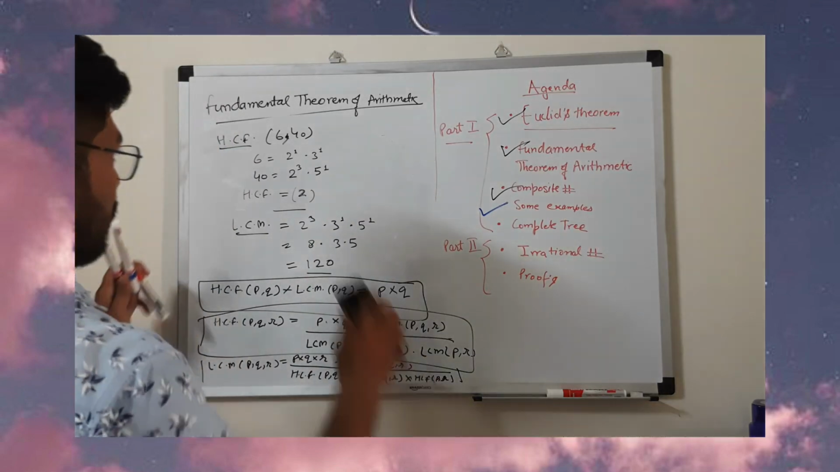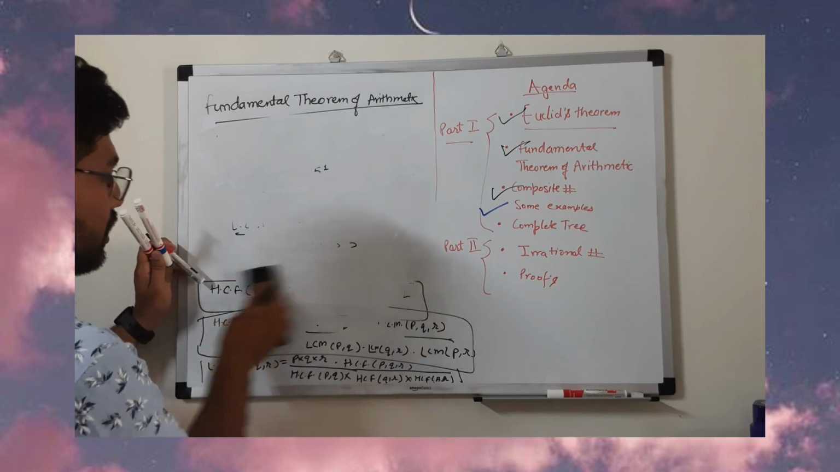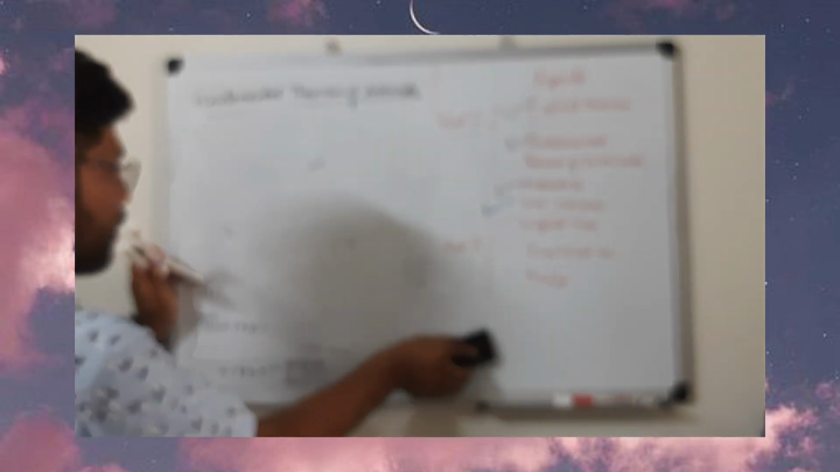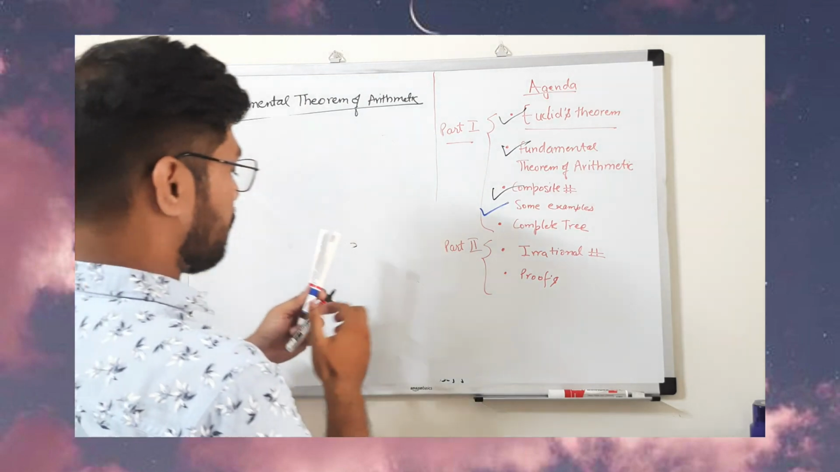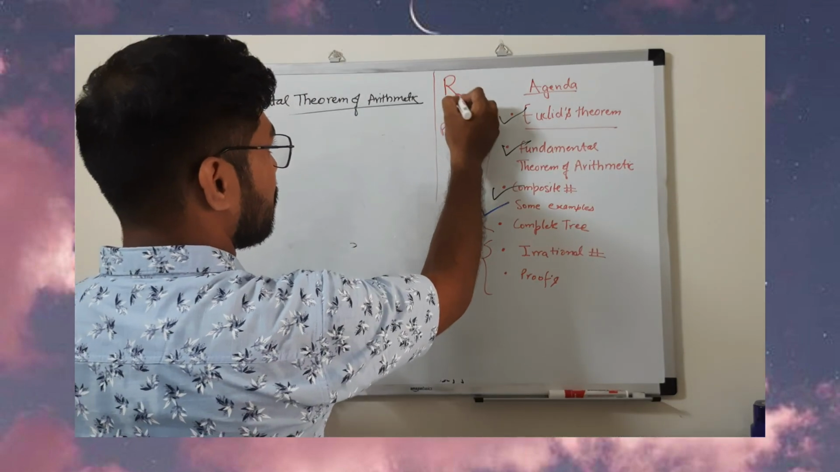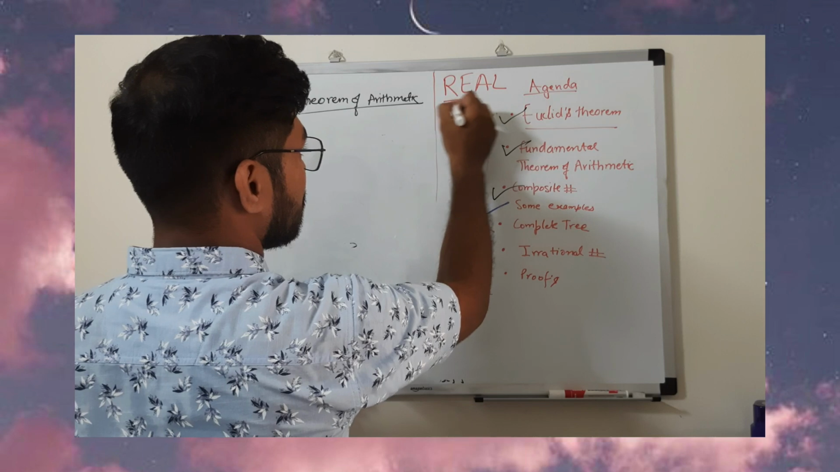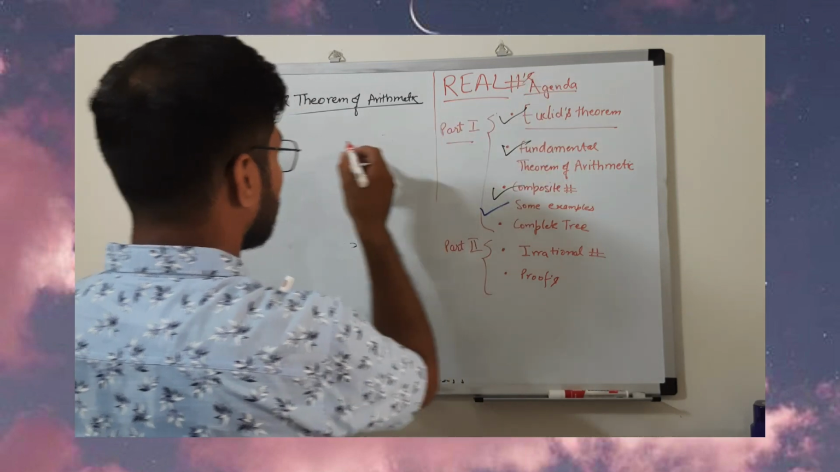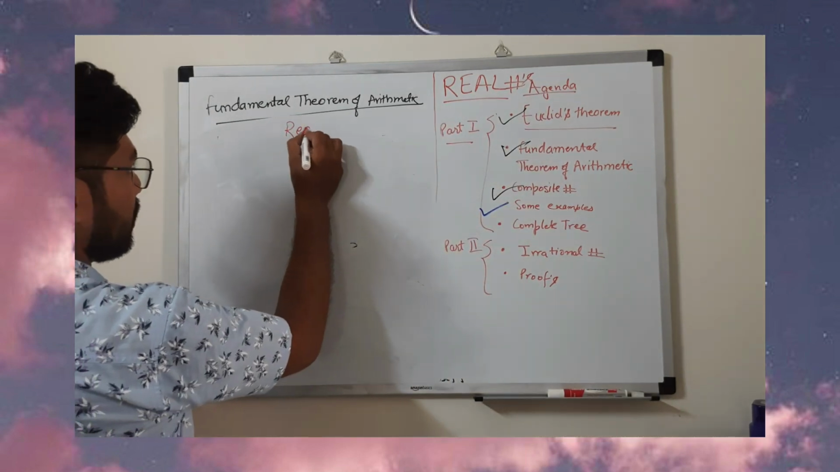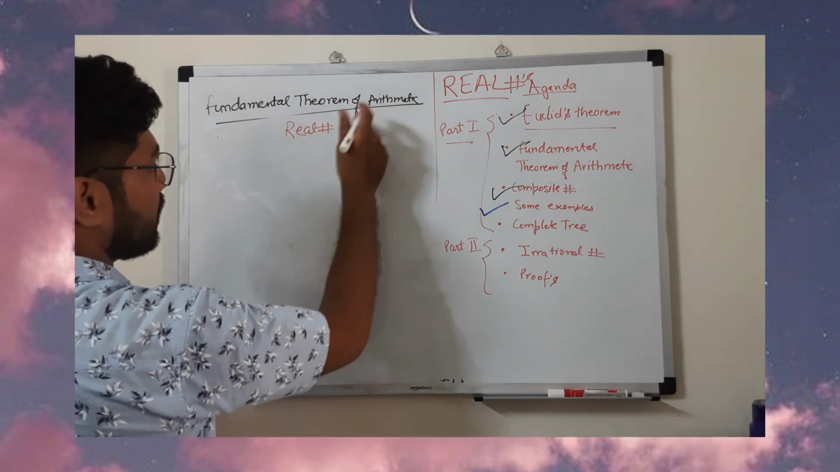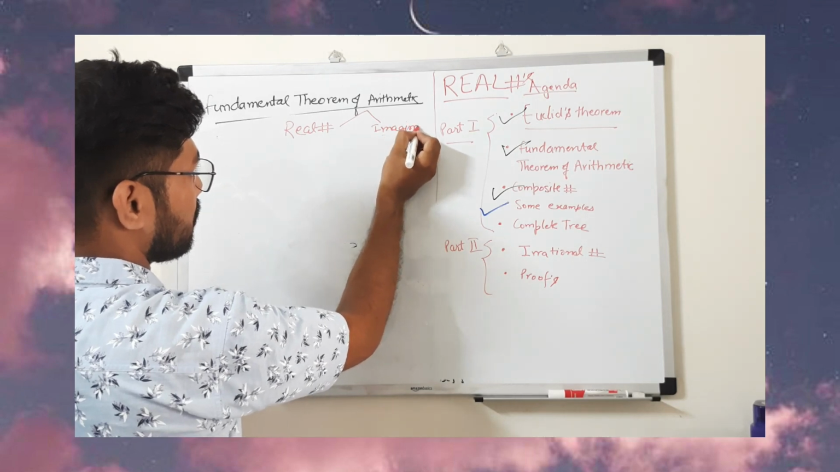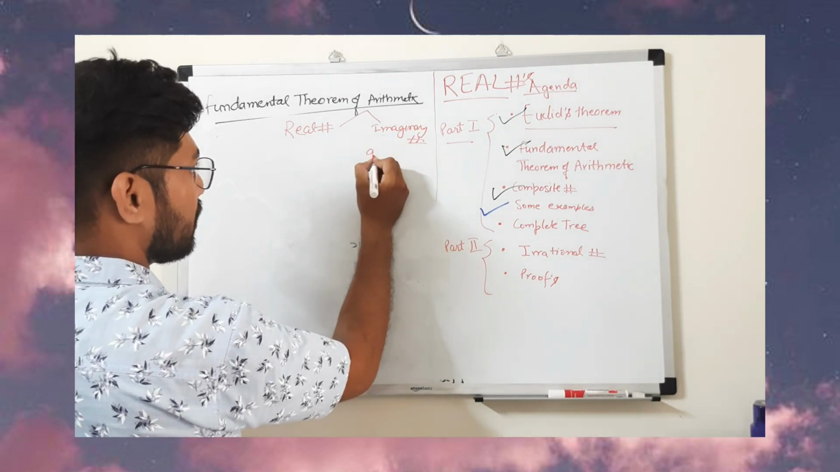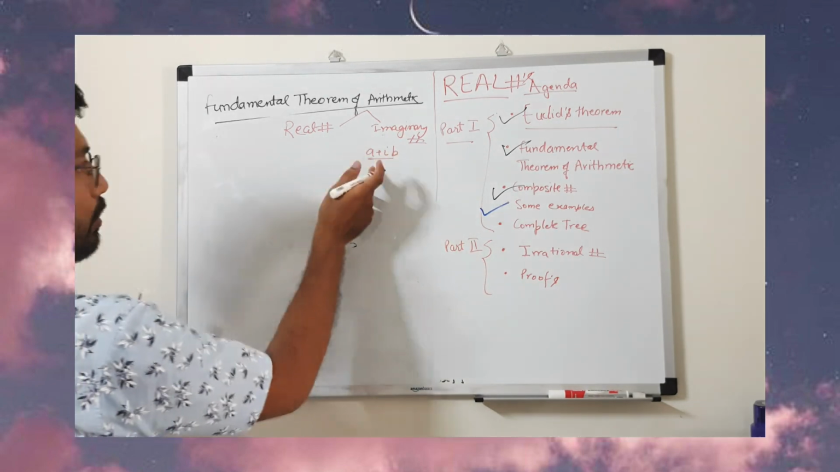Now we have covered the examples. The last topic of part 1 is the complete tree. Here is how we are covering the chapter: our first chapter is real numbers. So how does this graph look? Real numbers, and the second thing is imaginary numbers, which are in the form of a plus ib, where i is imaginary, iota.